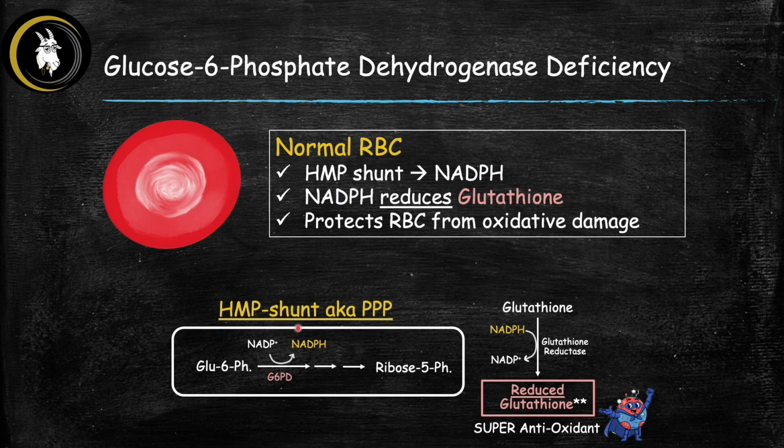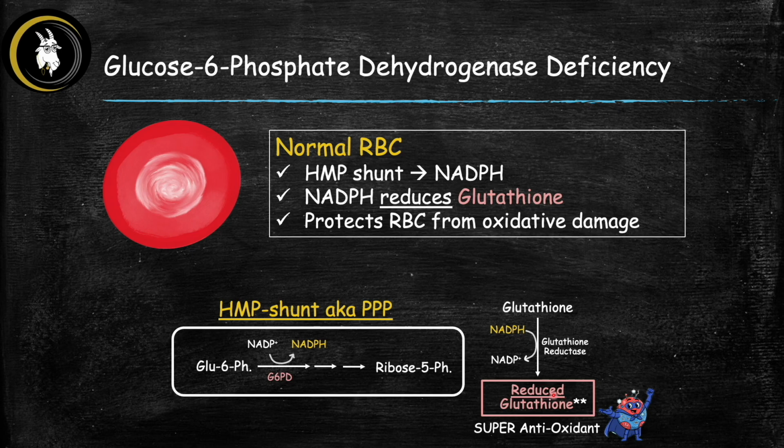And this is known as the HMP shunt or the pentose phosphate pathway. And the key rate limiting step of this pathway is the first step, which is mediated by the enzyme glucose 6-phosphate dehydrogenase, or G6PD. In this step, NADP plus is also reduced to NADPH, and this is very important because NADPH is going to come over here and it's going to reduce glutathione, and this reduced glutathione, which is this pink color with the asterisk, is the very important antioxidant inside the red blood cells that's going to deal with reactive oxygen species and protect the red blood cells from oxidative injury.